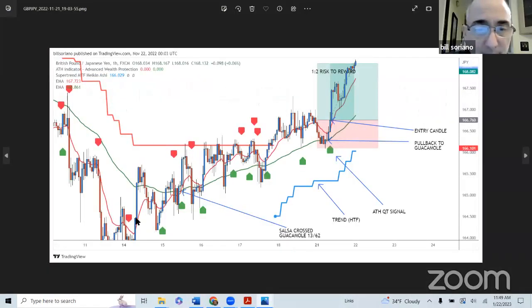GBPJPY, again, trending up here. This is another one where I had the ATH indicator, the quick turn indicator, turned on as well. But right here, we get the pullback to the 62, and we get the ATH right here. Another 1-to-2 risk to reward ratio trade.